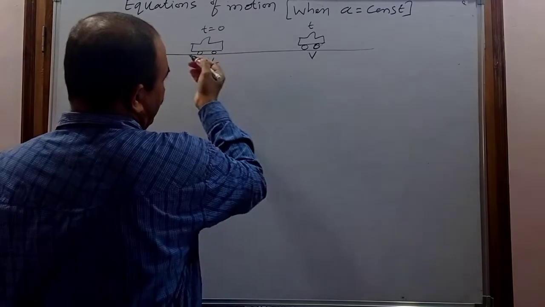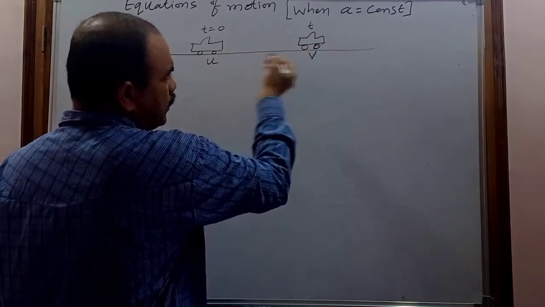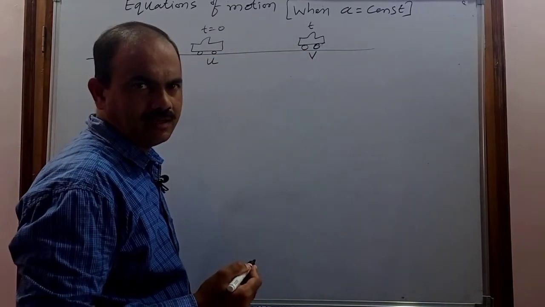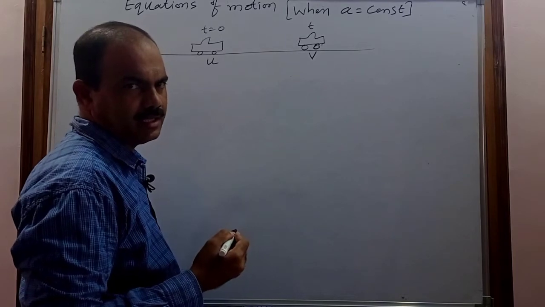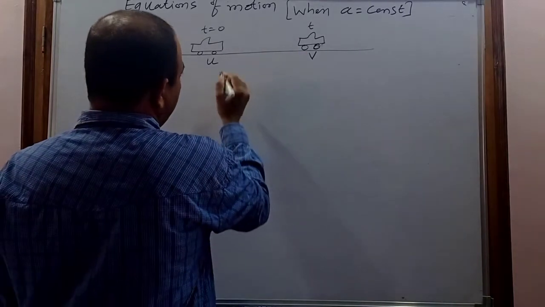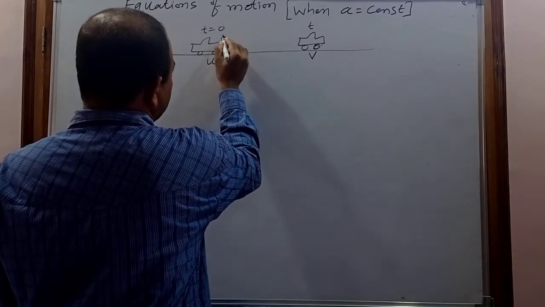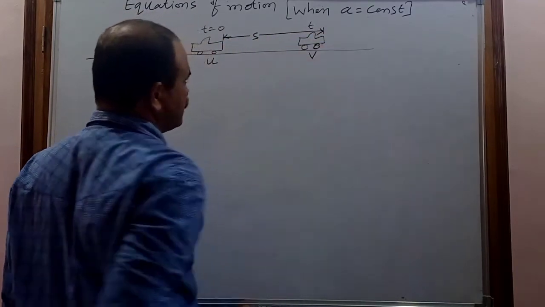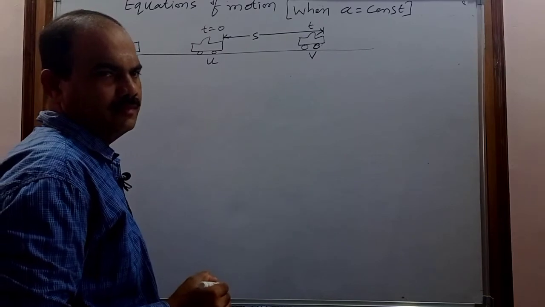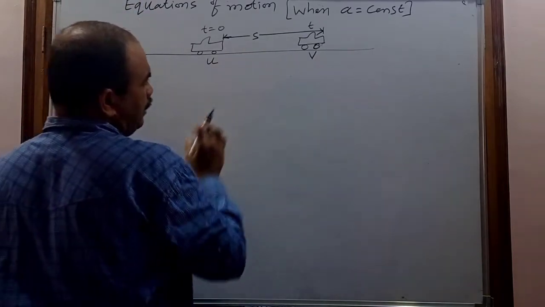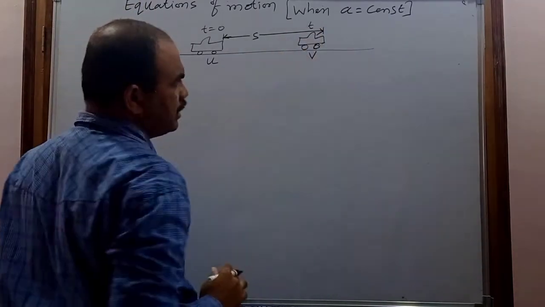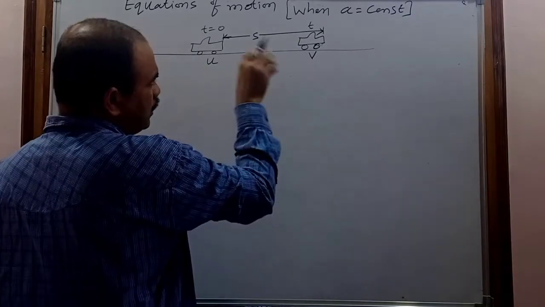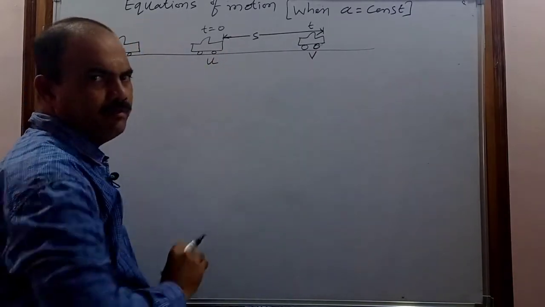Now we consider that the body is moving with uniform acceleration or constant acceleration. In this time t, the car will cover some distance or displacement, which will be considered s, and the time taken for this journey will be considered t. Now we have to derive the equations between them.